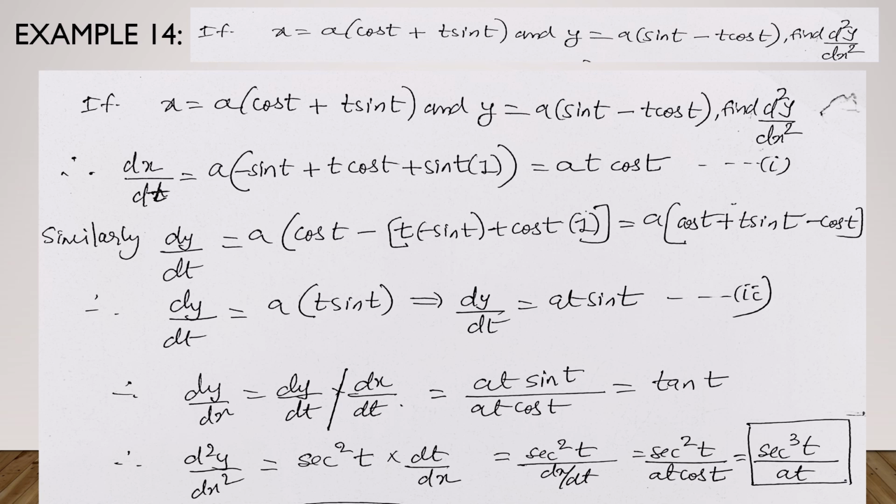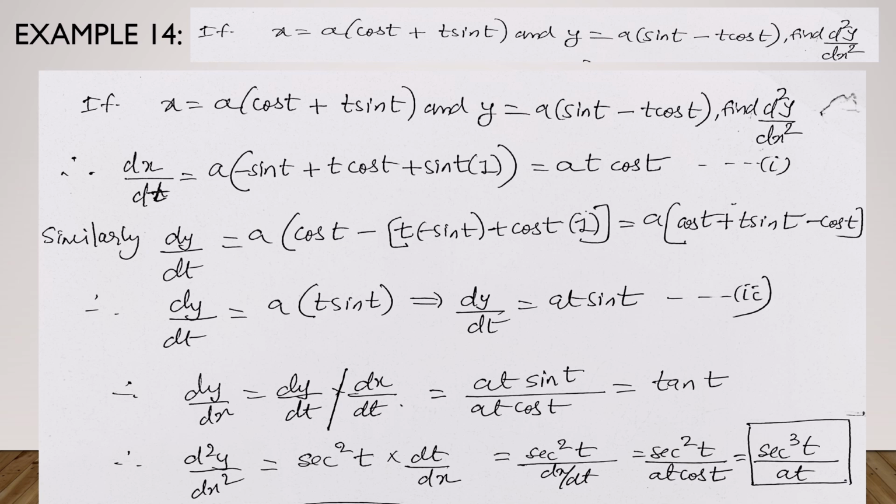What we have to do is first we find dx by dt, then we find dy by dt, and from that we find dy by dx, correct? And then the second order derivative. So first differentiate x with respect to t. So dx by dt: a is constant, the derivative of cos is minus sin t, t into the derivative of sin which is cos, plus sin t into the derivative of t which is 1. So it is a t cos t.